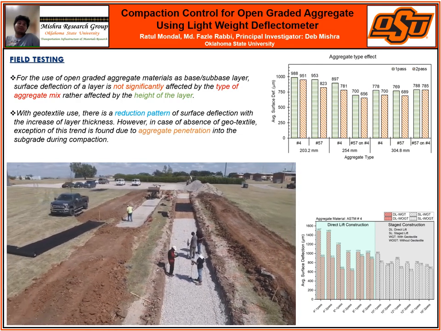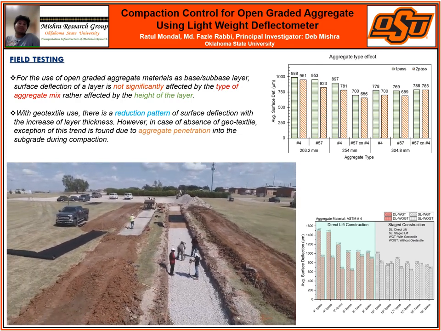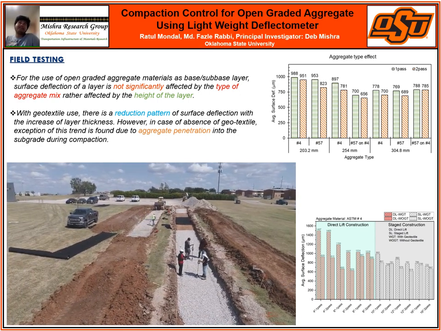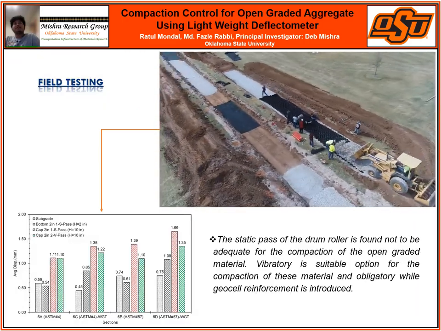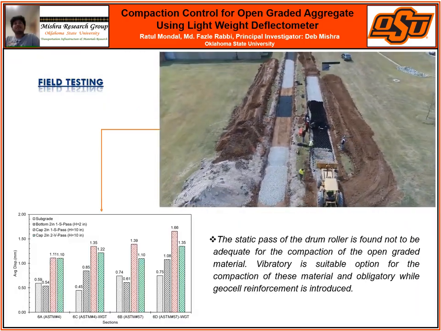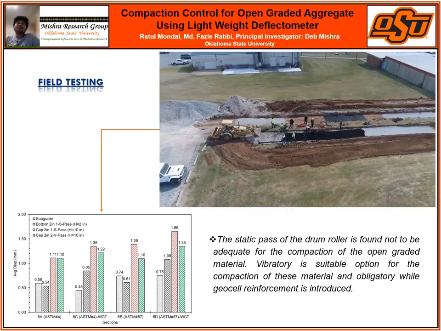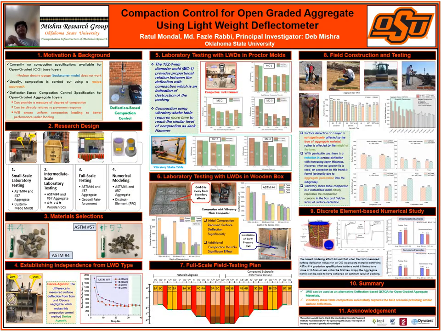We used a vibratory roller compactor for compacting different layers, and we varied the number of passes for applying different compaction levels to the layer. This is another drone shot from the field construction showing the geocell reinforcement placement during the compaction process. From the field testing data and comparing it with the lab data, we can say the vibratory shake table is actually simulating the field condition in the lab.